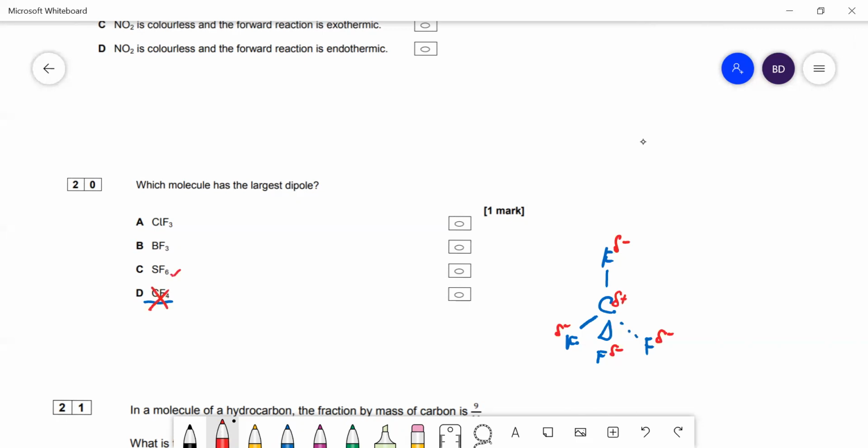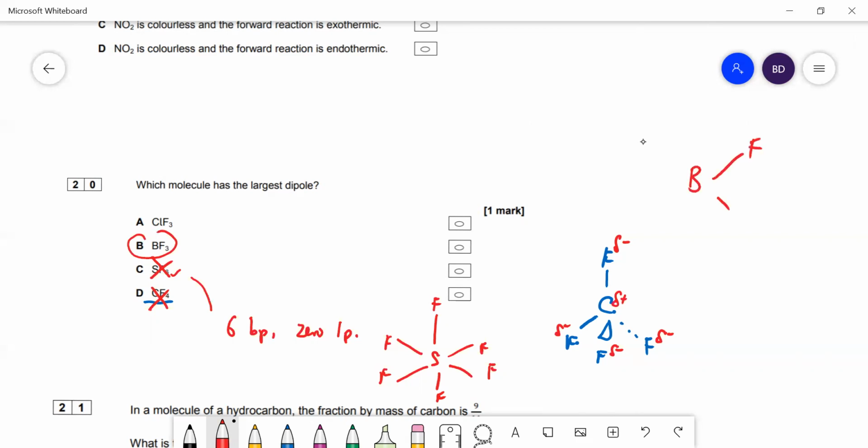SF6 is also symmetrical. If you remember, you've got 6 bonding pairs and 0 lone pairs, so it's going to be octahedral in shape. That's your classic example of an octahedral molecule. So that's not going to be it, even though the fluorines will have a partial negative charge on them. BF3, boron is in group 3, so you've got 3 bond pairs and no lone pairs. That's also symmetrical. Right, so ClF3. Now you don't need to work out the shape of that, but that's the only one. It's got to be that one.